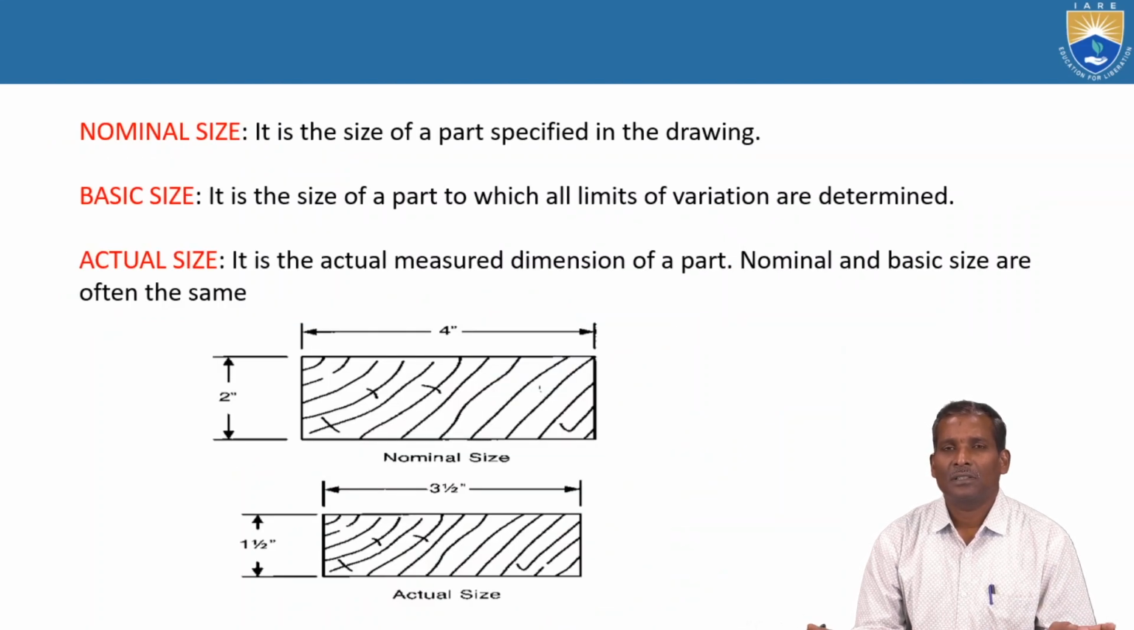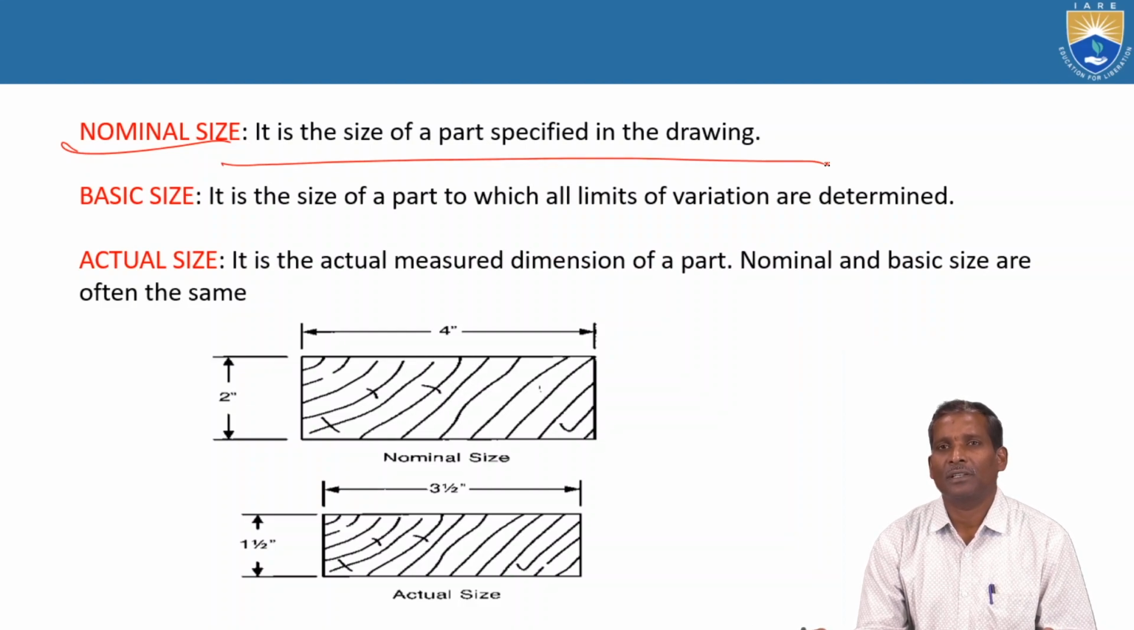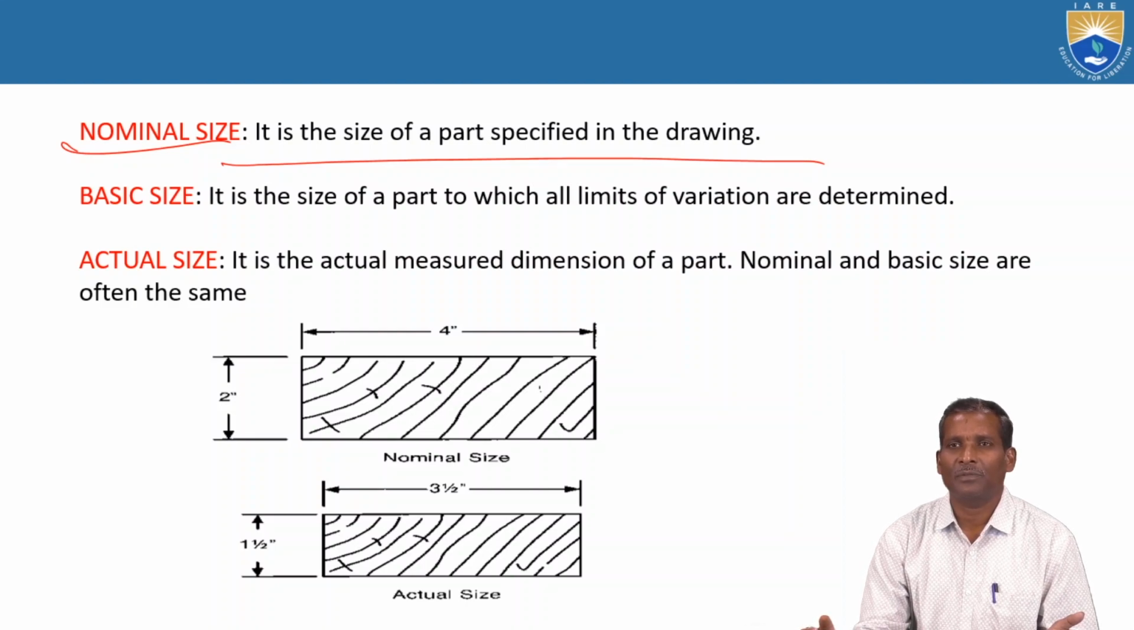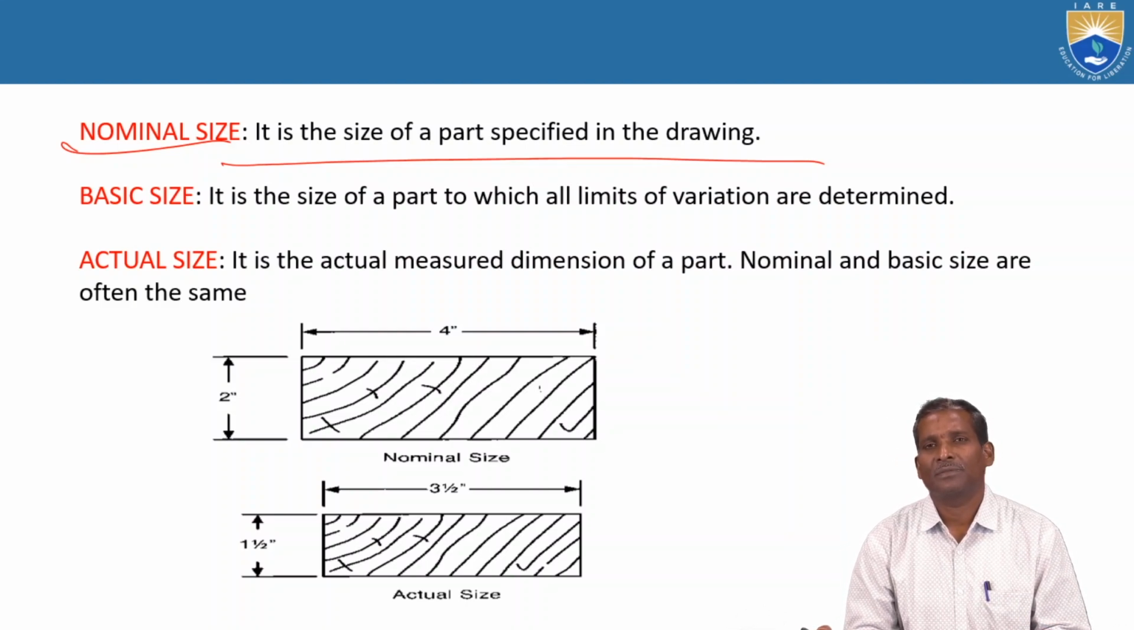In this, the basic size, nominal size, and actual size are important. What do you mean by nominal size? Nominal size is the size of a part specified in the drawing. Whatever you specify in the drawing, the basic size is the size from which all limits of variation are determined. The actual size is the actual measured dimension of a part. Nominal and basic size are often the same.